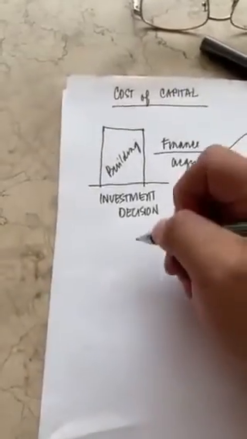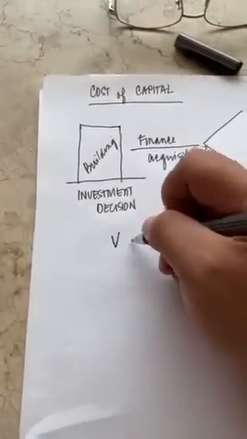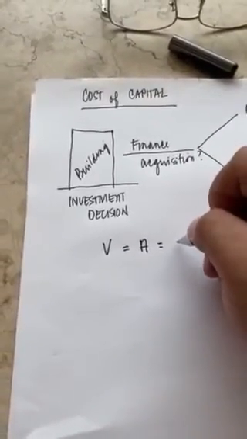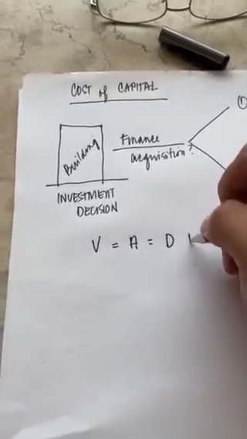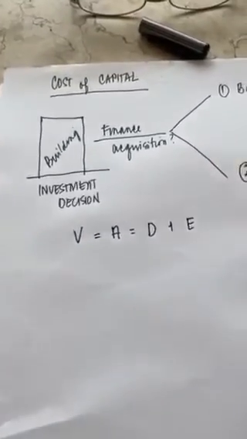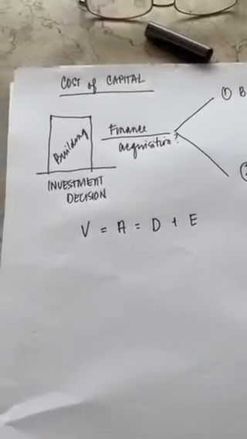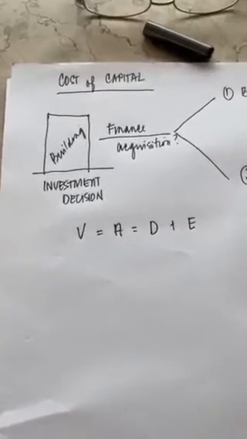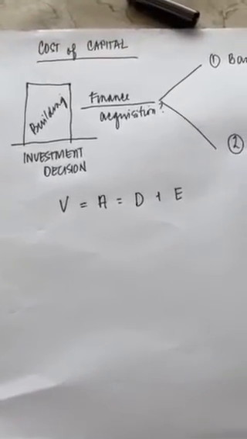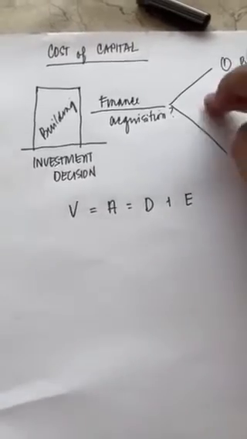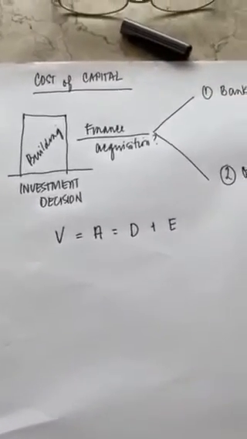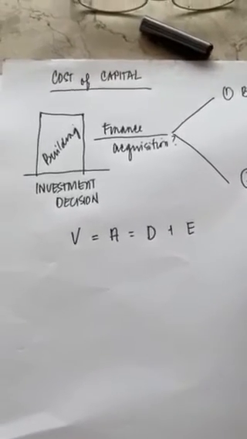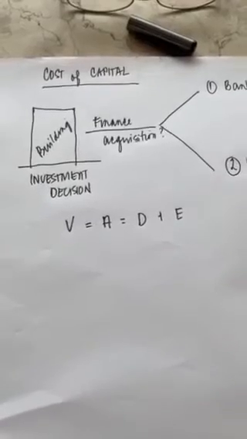Now remember that the value of your company is equal to the assets of the company, which is also equal to the debt that the company owes, and of course to the capital provided by the equity or the owners of the company. Okay, so these are the two sources. The cost of capital actually depends on the sources that the company will use in order to finance the acquisition of an asset. So say for example, the company will just use bank creditors as the source of capital, then the cost of capital would only pertain to the bank creditors.